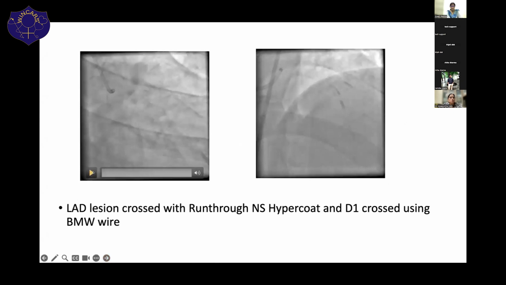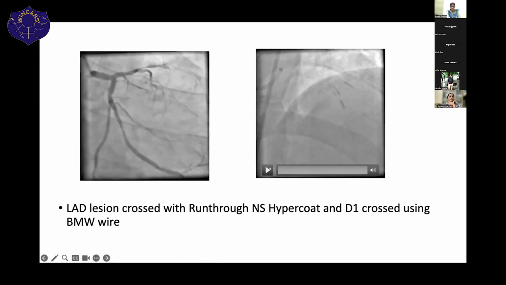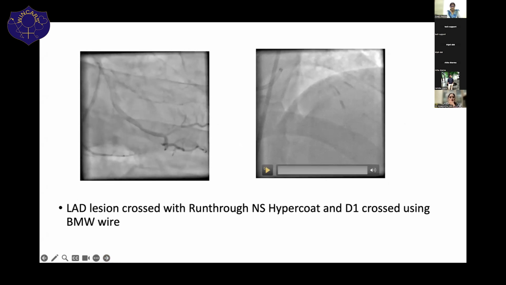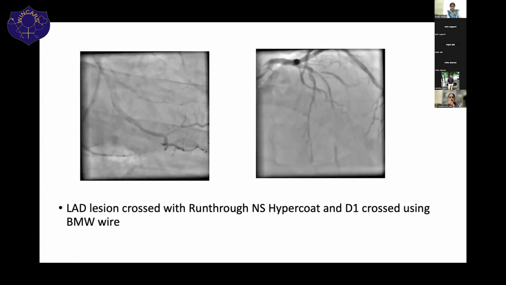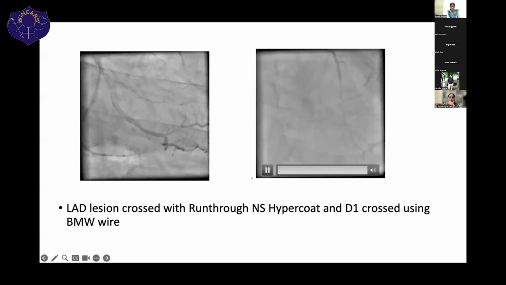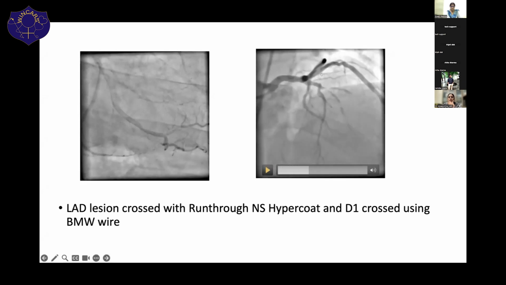So this was the angiogram. You can see Medina 111. I just want to freeze it at some point. You can see there's a large septal coming up, and the LAD and diagonal are fairly good sized vessels, but there's a lot of thrombus distally.